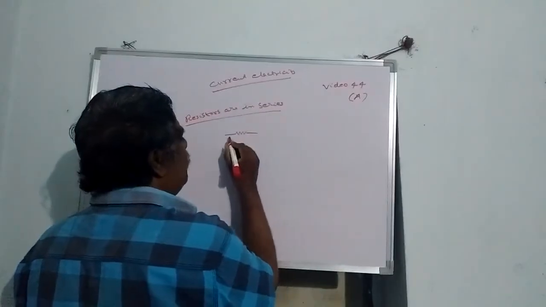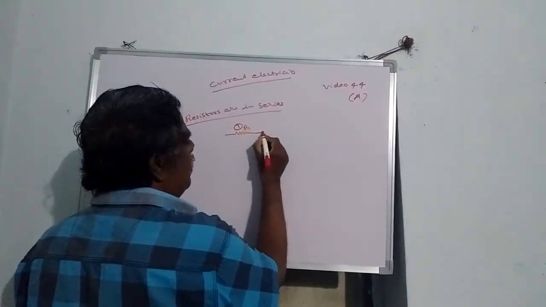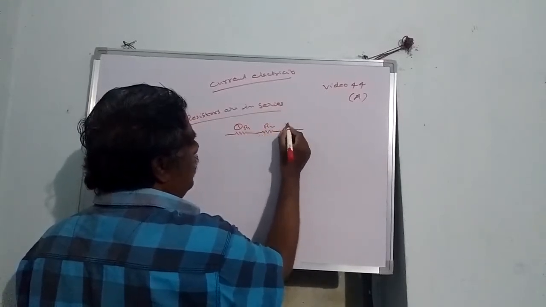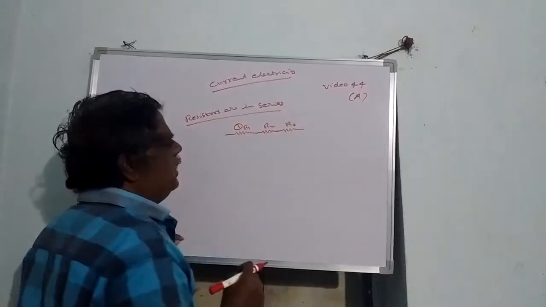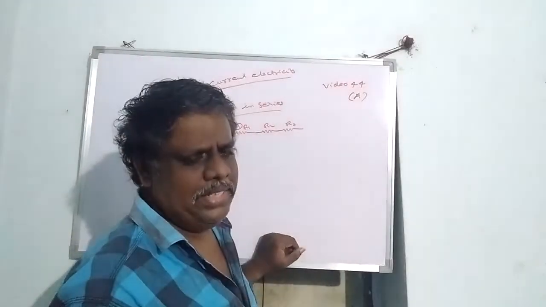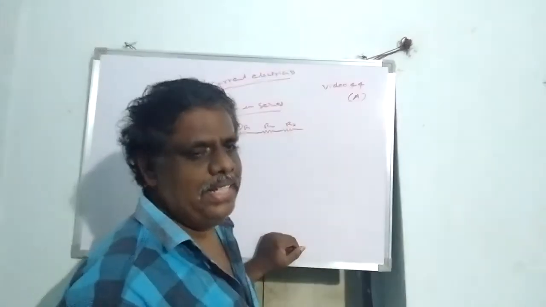Let us take 3 resistors. This is the first resistor R1, next the second resistor R2, and the third resistor R3. In this way we can connect 3 resistors in series. How can you say the resistors are in series?